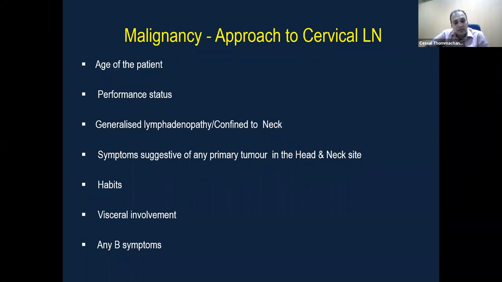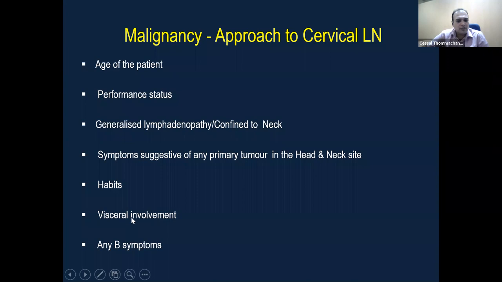If the patient has lower cervical nodes and hoarseness, you have to think about carcinoma lung, especially if the patient is having clubbing, or it can also be due to carcinoma thyroid. Then if a female has multiple levels of lymph nodes and hoarseness, you have to think about carcinoma thyroid. That's how you need to know the symptoms suggestive of any primary. If a patient has dysphagia, it may be due to hypopharynx or cervical esophagus.